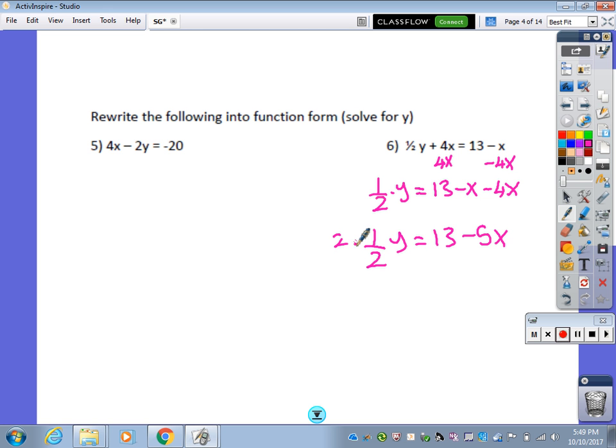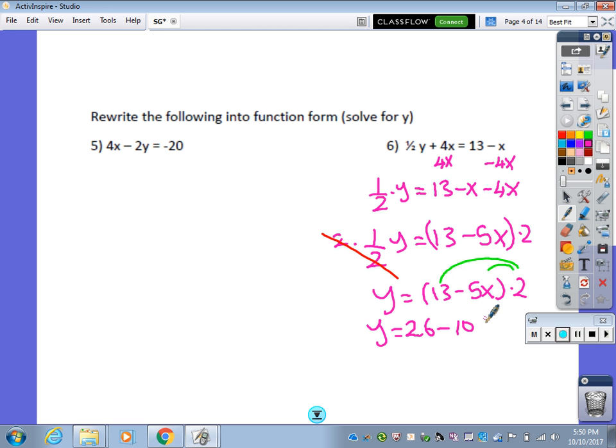I can multiply each side of the equal sign by 2. We will have 2's canceled here. Y will be equal to 13 minus 5x times 2. Now we will distribute the 2 backwards in. We will have y is equal to 26 minus 10x. But we will rewrite this as y is equal to negative 10x plus 26, so it's in function form.